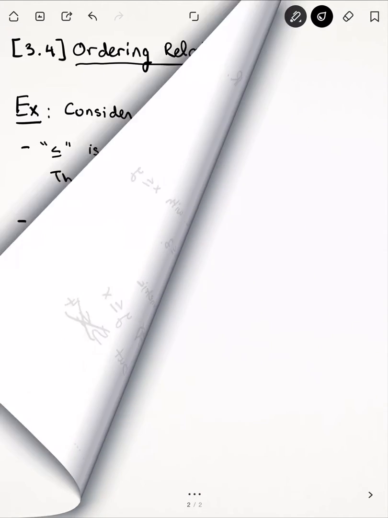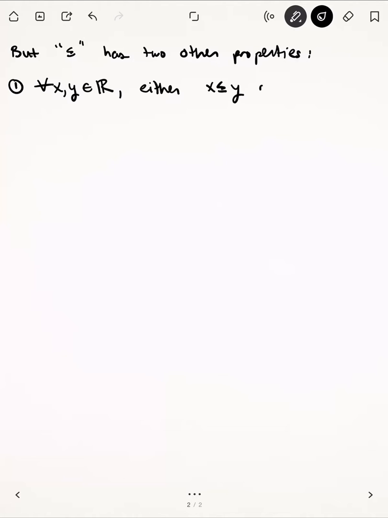So let me just go to the new page. But this less than or equal to relation has two other properties. One, for all x, y real numbers, either x is less than or equal to y, or y is less than or equal to x. Okay, one of these is definitely true. Secondly, if x is less than or equal to y and y is less than or equal to x, then it follows that x equals y. Okay.